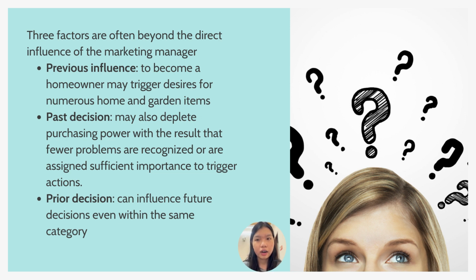So three factors are often beyond the direct influence of the marketing manager: previous influence, past decision, and prior decision. Previous influence is to become a homeowner, which may trigger the desire for numerous home and garden items. The second one is past decision, which may also deplete purchasing power, with the result that fewer problems are recognized or are assigned sufficient importance to trigger action. And the last one is the prior decision, which can influence the future decision even within the same category.